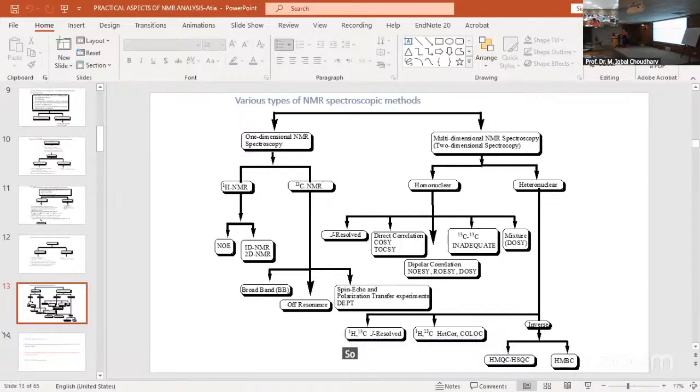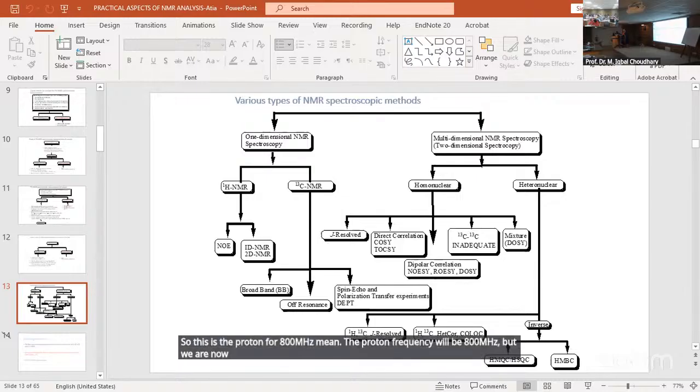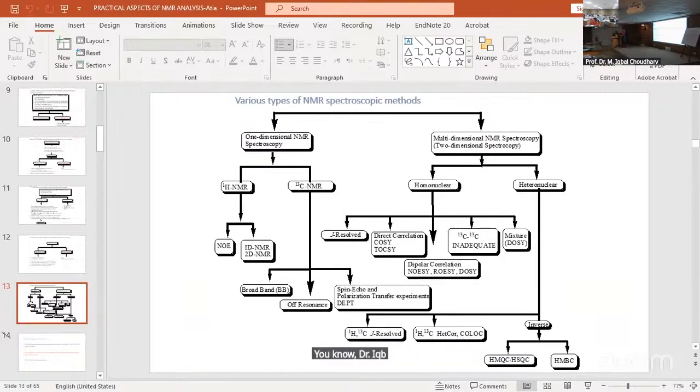So in all the NMR equipment, megahertz is written. Megahertz is the frequency of the proton. So 800 megahertz means the proton frequency will be 800 megahertz, but we are now used to it. We are not writing Tesla on this equipment. Dr. Iqbal told you that 800 megahertz is 18.8 Tesla, but we are not writing it. We are using proton as a standard and we are just used to it.